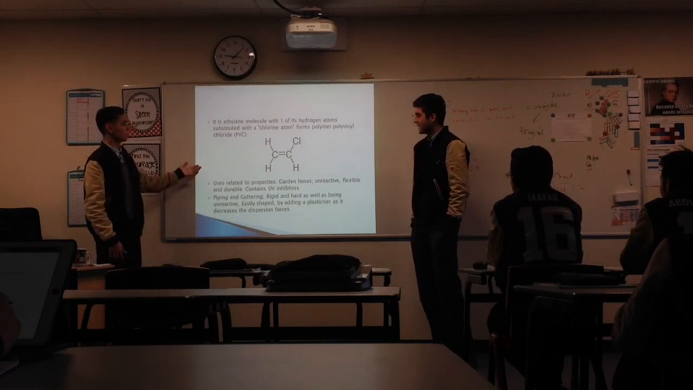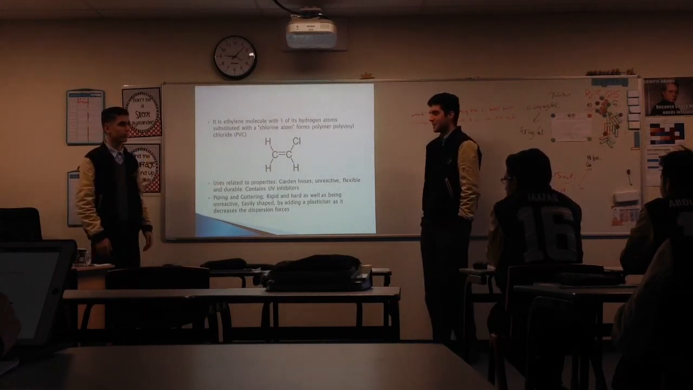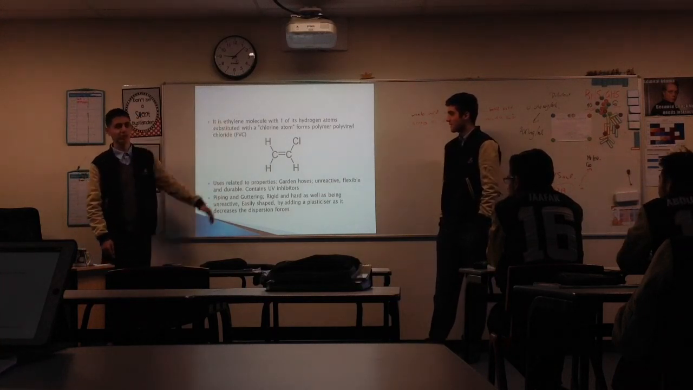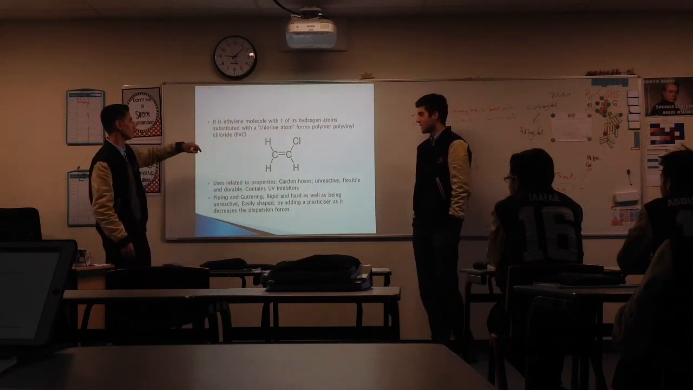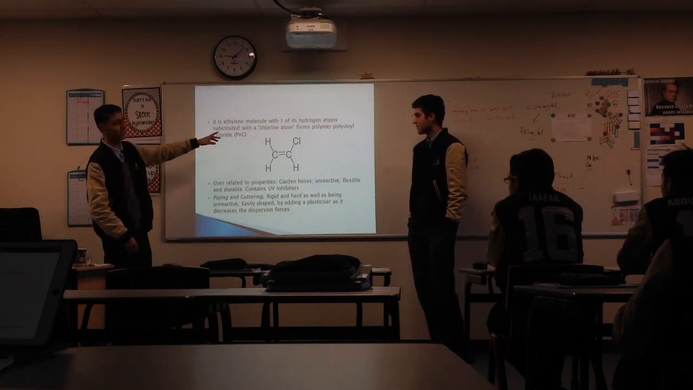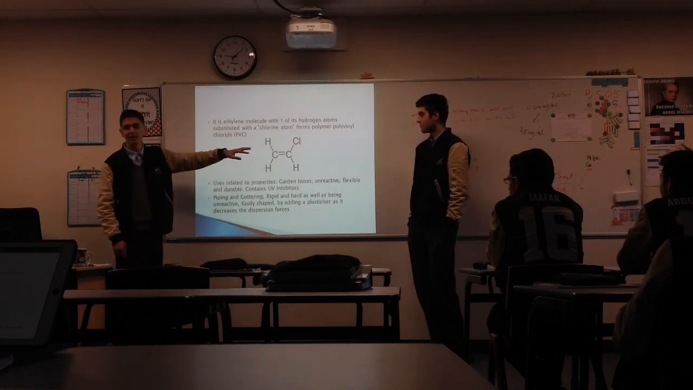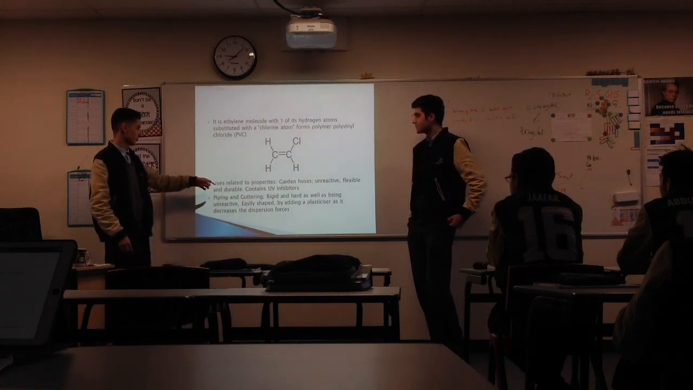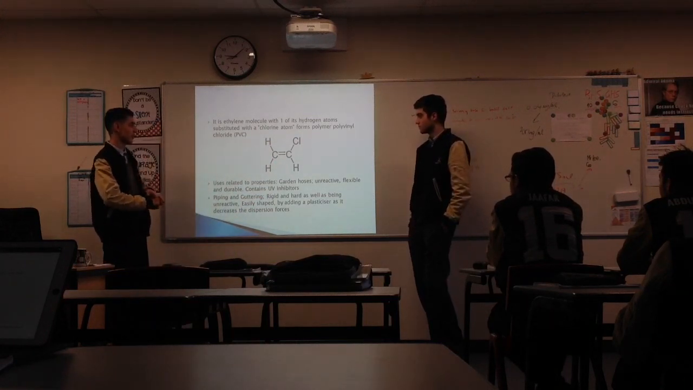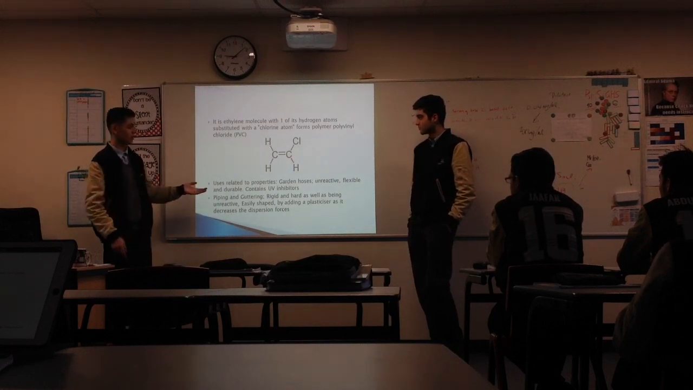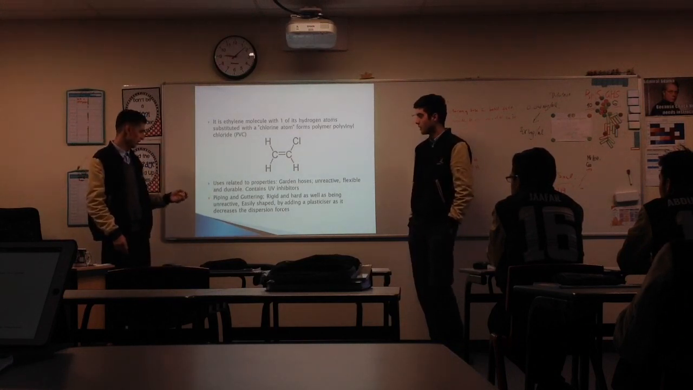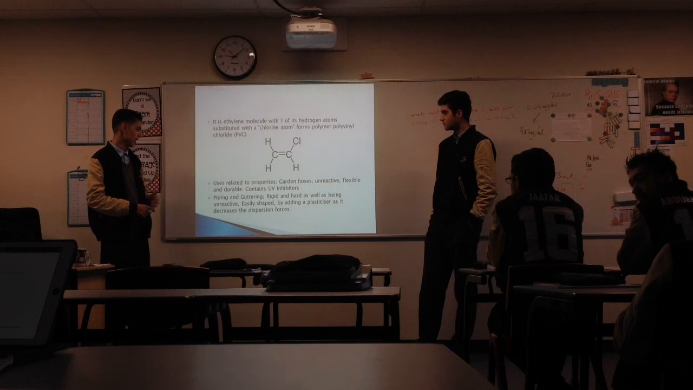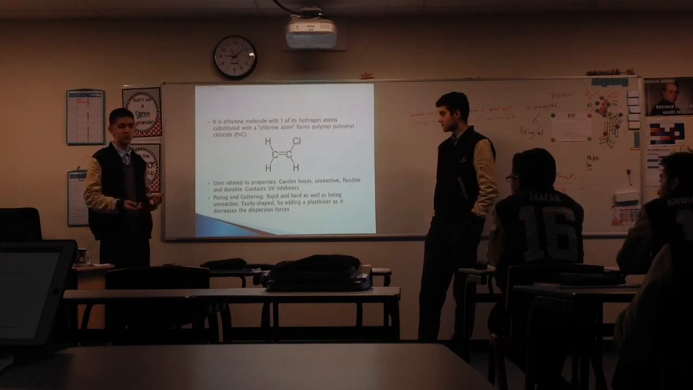Okay, so this is the next stop point after the production of HDPE and LDPE. There's no title, but it is an ethylene molecule with one of its hydrogen atoms substituted with a chlorine atom, which forms polyvinyl chloride. Its uses are related to its properties. Garden hoses are unreactive, flexible and durable, and contain UV inhibitors. For piping and guttering, it's rigid and hard, as well as being unreactive, and easily shaped by adding a plasticizer, as it decreases the dispersion forces.